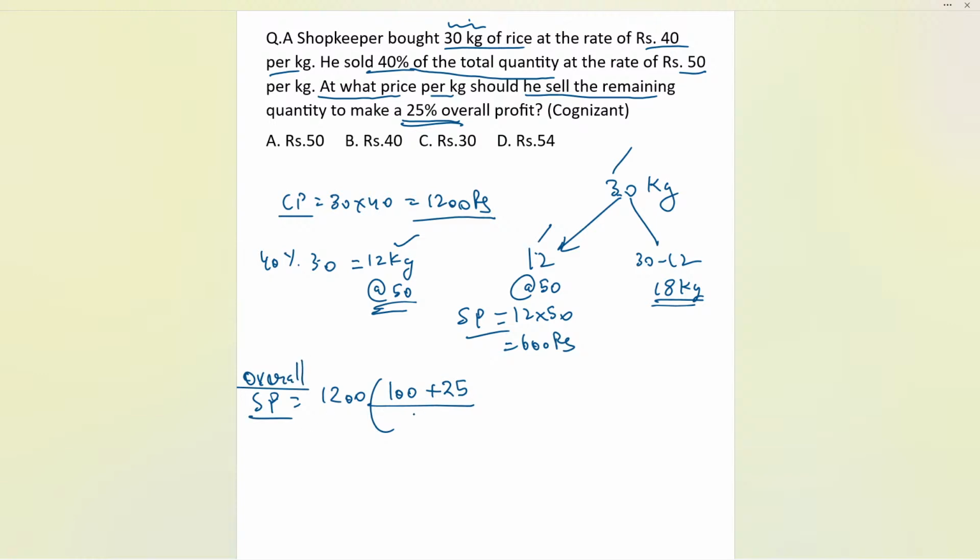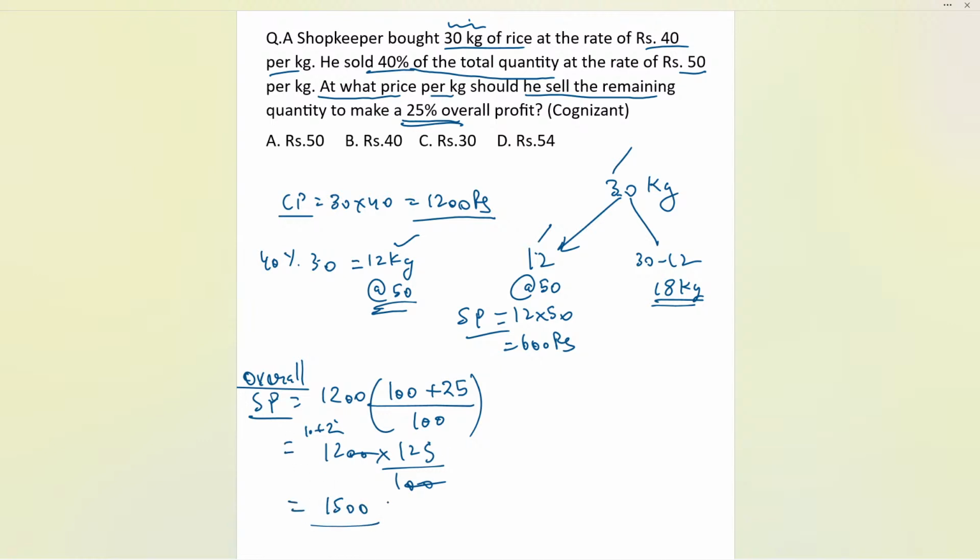Divided by 100. If you calculate 1200 multiplied by 125 by 100, the 0s cancel, and here it will be 10 plus 2, so 1250, and 2 times 125 is 250. It will be 1500 that you will be getting over here.